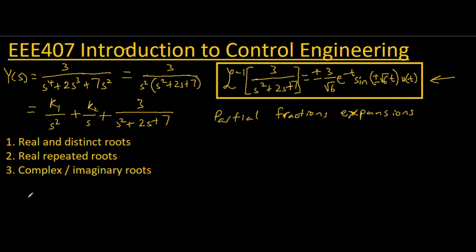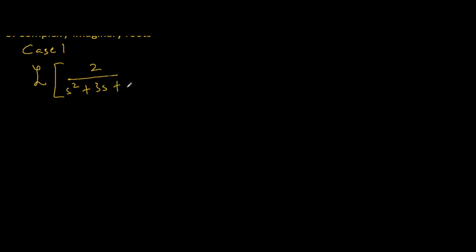So in case one, that's real and distinct roots. That's our first case, so let's take an example on that. Let's say we have a system. We're told to find the inverse Laplace transform of 2 over s squared plus 3s plus 2.